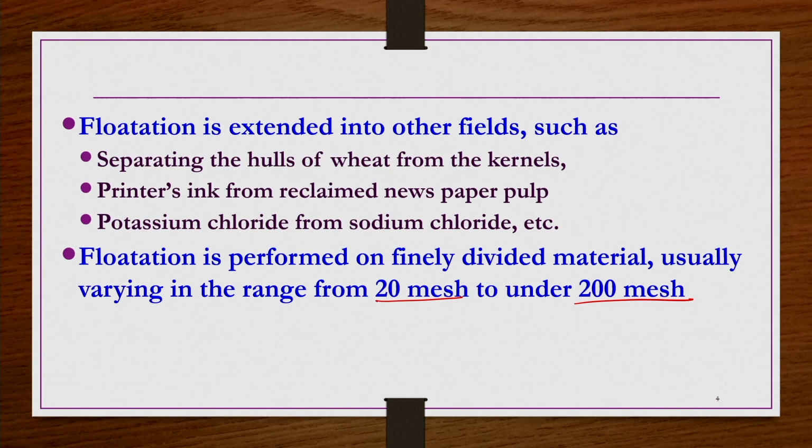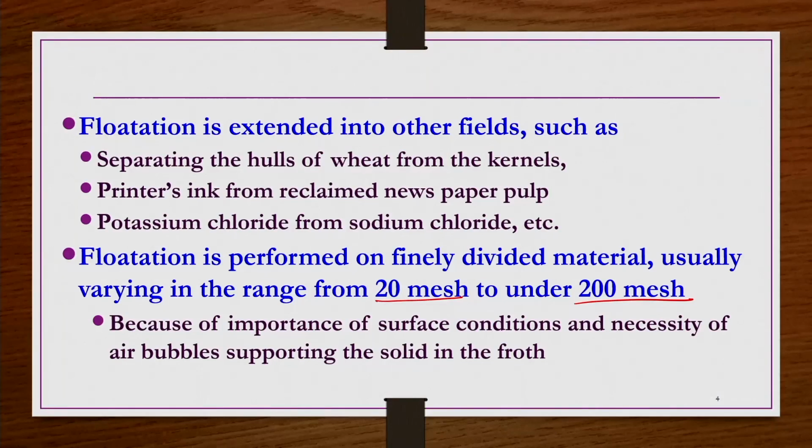Flotation is performed on finely divided material, usually varying in the range from 20 mesh to under 200 mesh, because if the size of the solid particles which you want to separate is much smaller, then surface characteristics have a stronger influence, and the separation along with the froth can take place easily. That is the reason you need finer particles. So, in flotation the particles are smaller, whereas the bubbles are of bigger size. Because of the importance of surface conditions and the necessity of air bubbles supporting the solid in the froth, the separation is taking place.